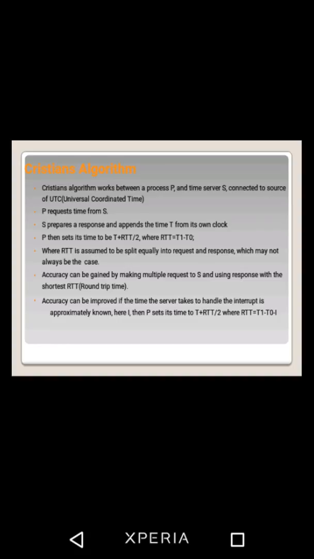Hence, to improve accuracy, Christian suggested making more than one request to the server and using the response with the shortest round trip time. Another option is to consider the time required by the time server to handle the interrupt and process the request, called interrupt handling time. P sets its time to T plus RTT by 2, but now RTT is T1 minus T0 minus I.